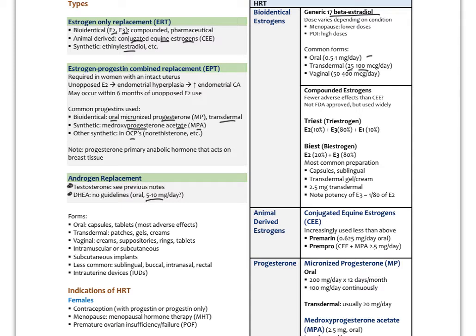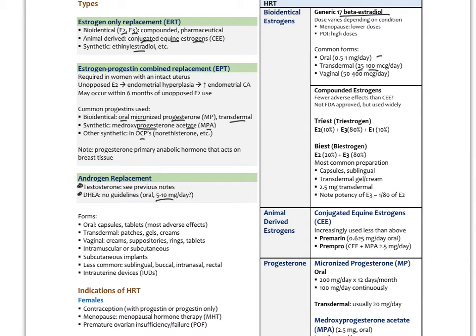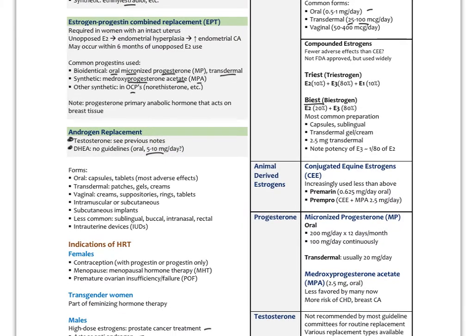Probably the most common combination is biest. There is a triest as well, which combines all three estrogens, but biest or biestrogen. And again, this is prepared through a compounding pharmacy. So your typical pharmacy at Walgreens or Fred Meyer will not be able to prepare these. You have to go to a compounding pharmacy. In the Portland area, a common one is Lloyd Pharmacy that we use for this.